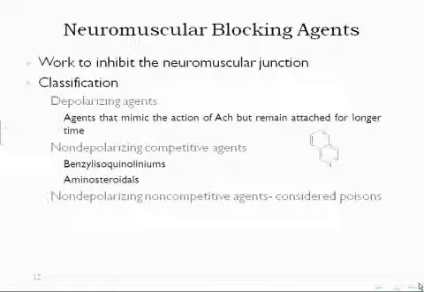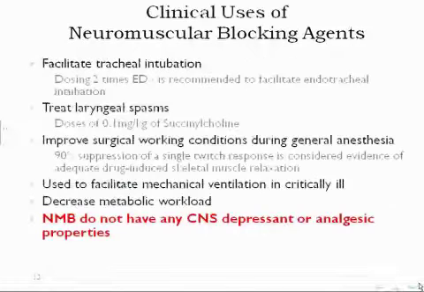Now, we've come down to basically two basic families that actually support this kind of management, which is the benzoisoquinolones or the aminosteroidals. Okay? Those are the two major families that we're going to talk about. There's also other drugs, but we're not using them anymore, so they're not part of your exams, and I'm not going to ask you about them. Things like gallamine, we haven't used in about 15 years.